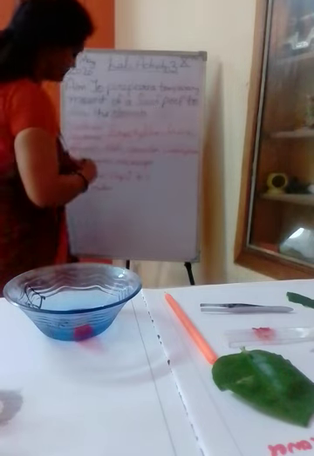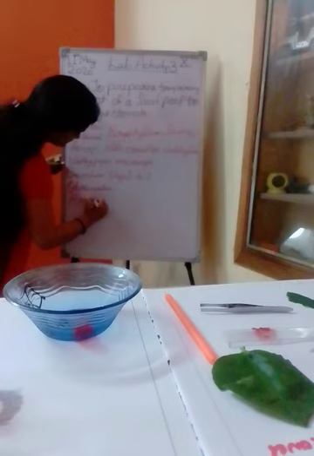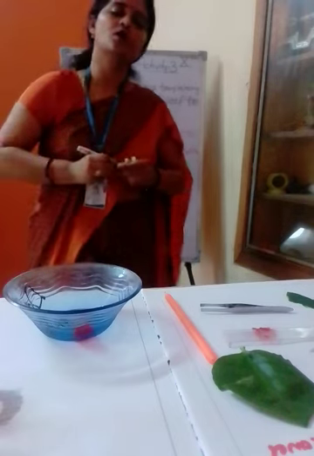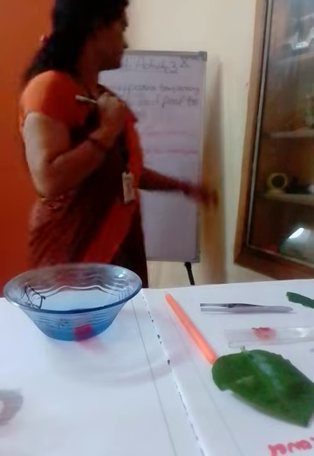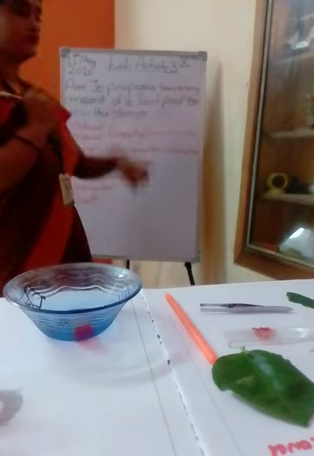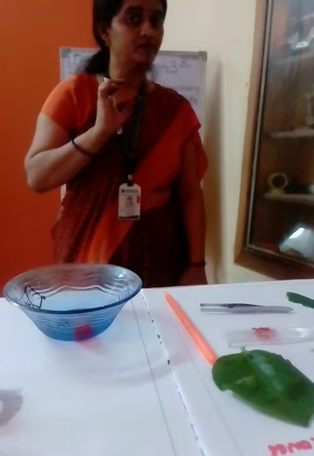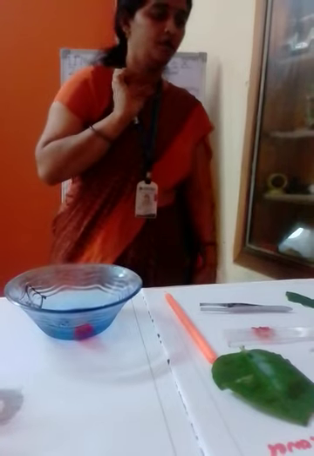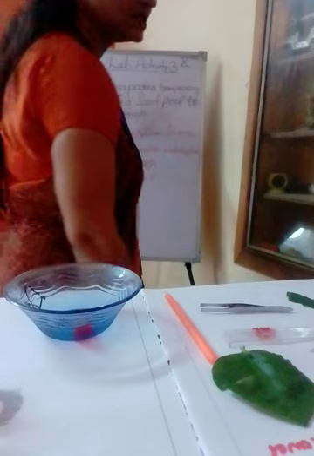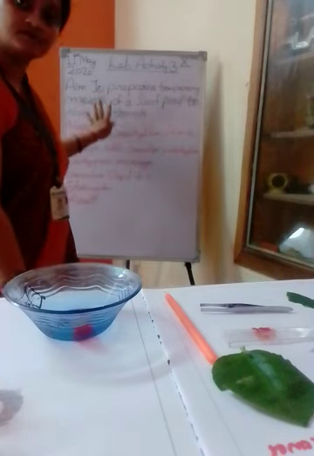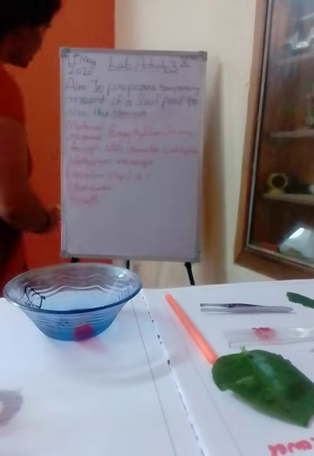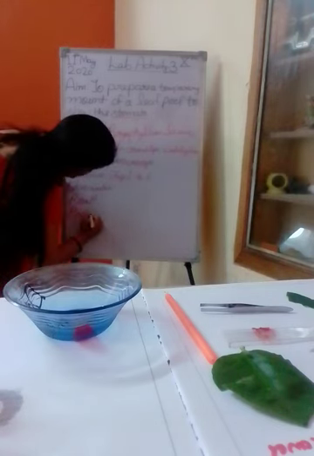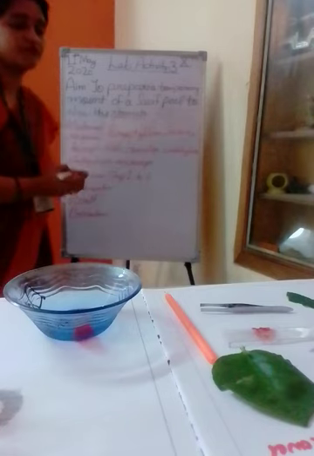Now the result, that is very important. What will we get? We will get a temporary mount of a leaf peel to show the stomata. Now a temporary mount of a leaf peel to show its stomata has been prepared and studied. Understand that? That is the result. Okay. Now the precautions, that is very important.